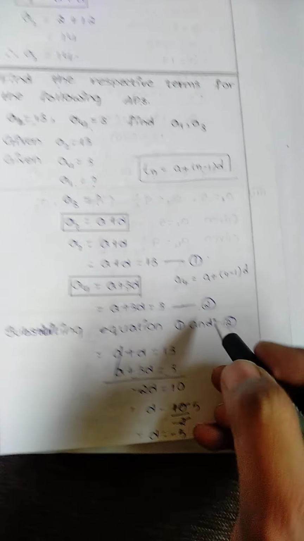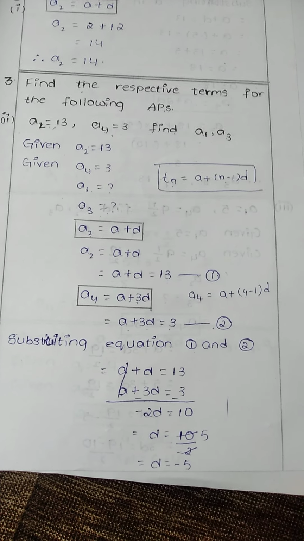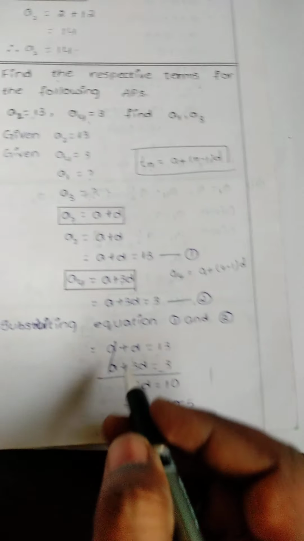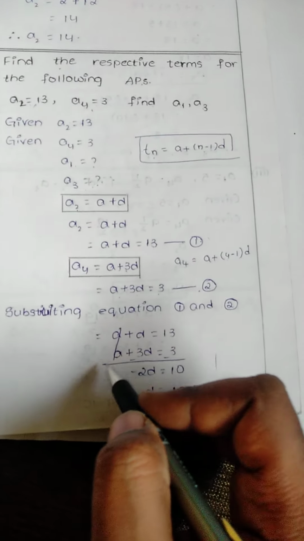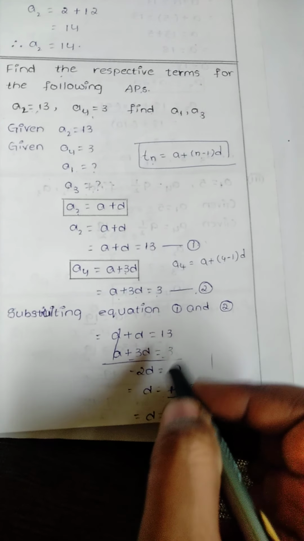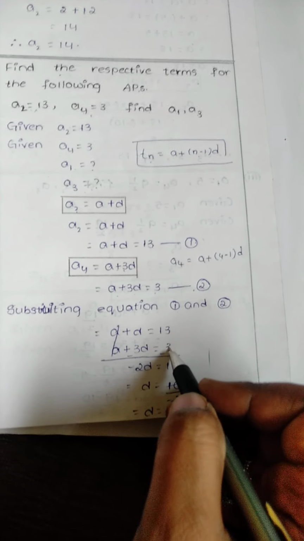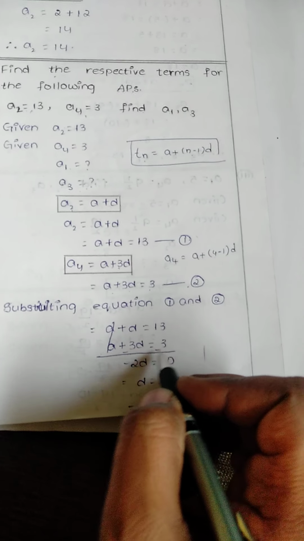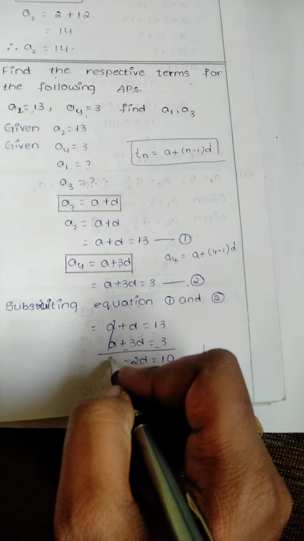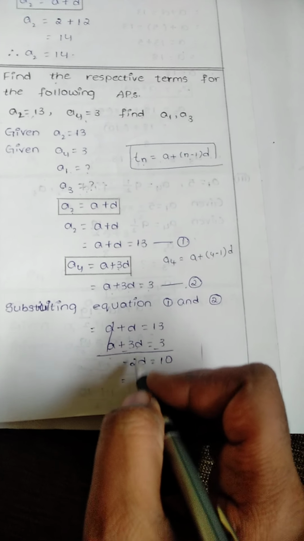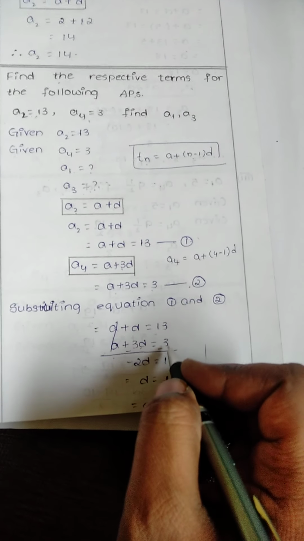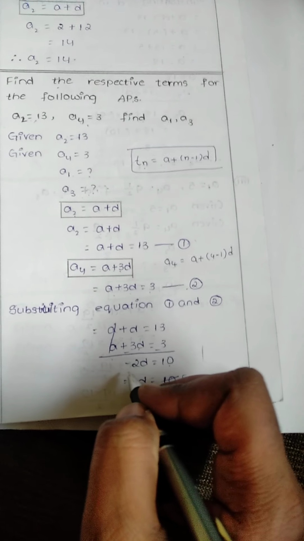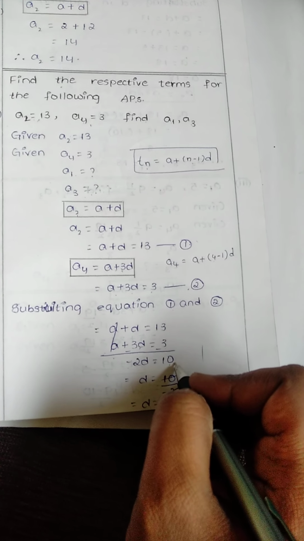We got two equations. Last class we learned how to eliminate in equations. Here, directly, no need to multiply anything. So a plus d is equal to 13, a plus 3d is equal to 3. Subtracting the equations, these terms will be cancelled. d minus 3d is minus 2d. 13 minus 3 is 10. Minus 2d is equal to 10.